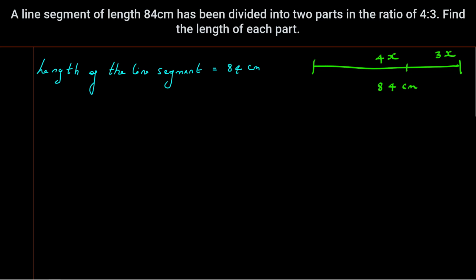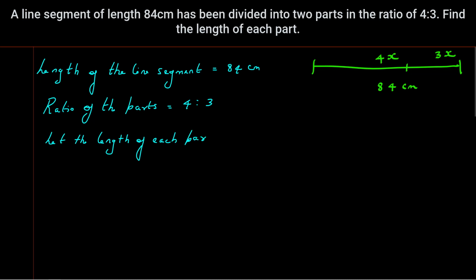Yeah, this is the total length. And what is the given ratio? What is the ratio of the parts? Let the length of each part be equal to x. So what happens to the ratio? The ratio becomes 4x is to 3x.